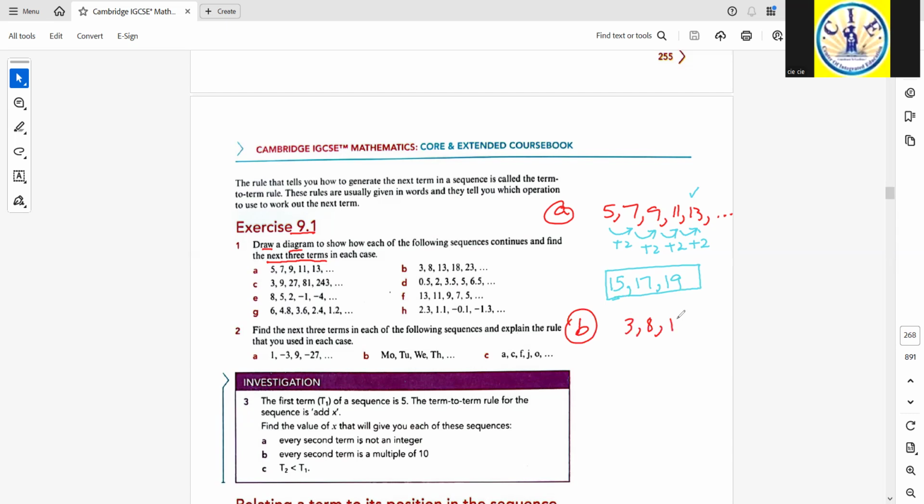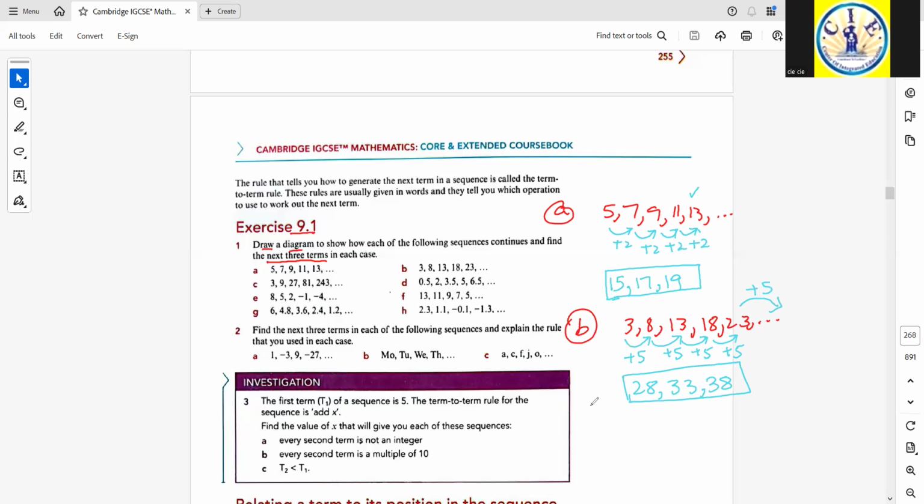Okay. Now for part B, 3, 8, 13, 18, 23, and so on, we can observe that the next term is got by adding 5, then adding 5, then adding 5, and then adding 5. So the next three terms would obviously be got by adding 5. So 23 plus 5, that is 28. Then adding 5 more, we get 33, and then adding 5 more, we get 38. So these are the next three terms of part B.